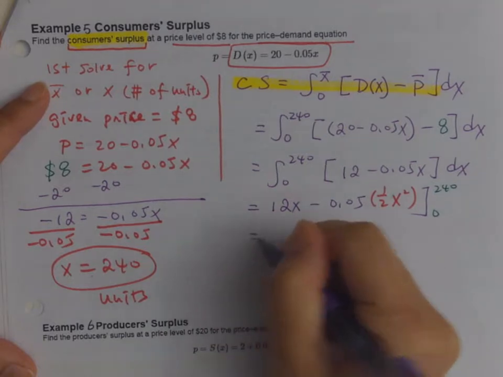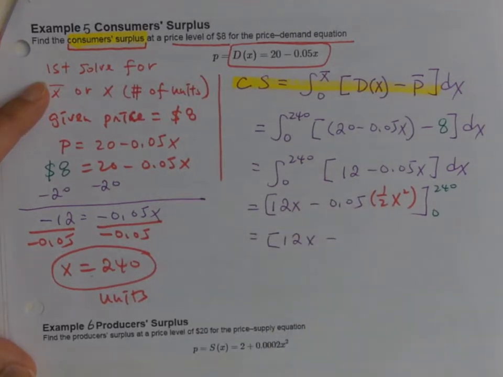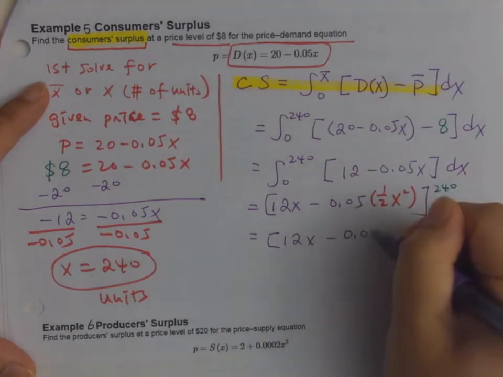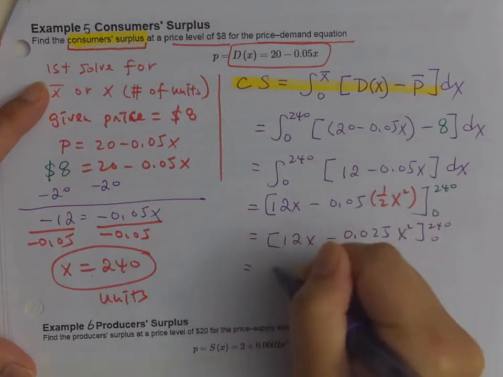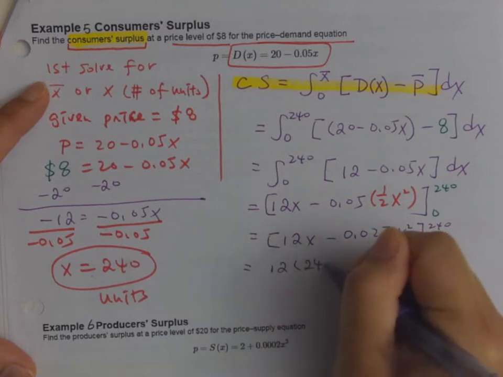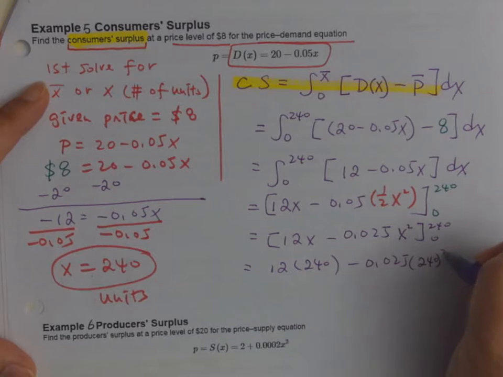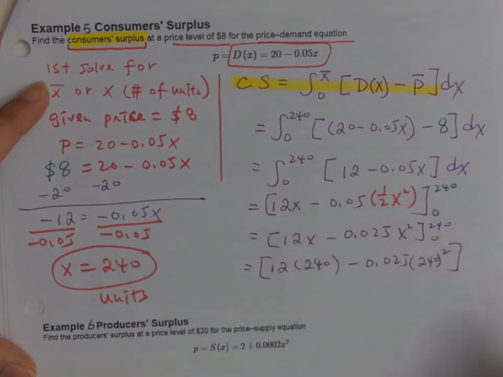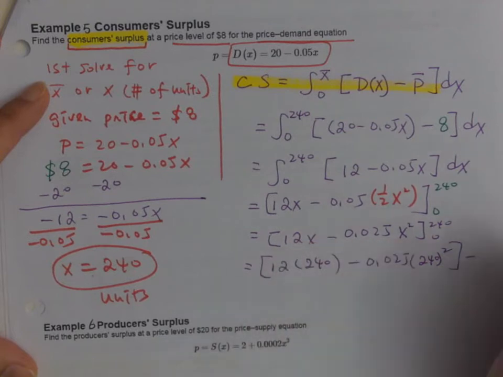Okay, so that would be 12x minus 0.05 divided by 2 is 0.025, right? And then we have x squared, and then we are ready to plug in those numbers. So 12 times 240, subtracting 0.025 times 240 squared, and then all of this would be subtracting 12 times 0 is 0, this guy times 0 is 0, right? So it's safe to say they are subtracting a 0.